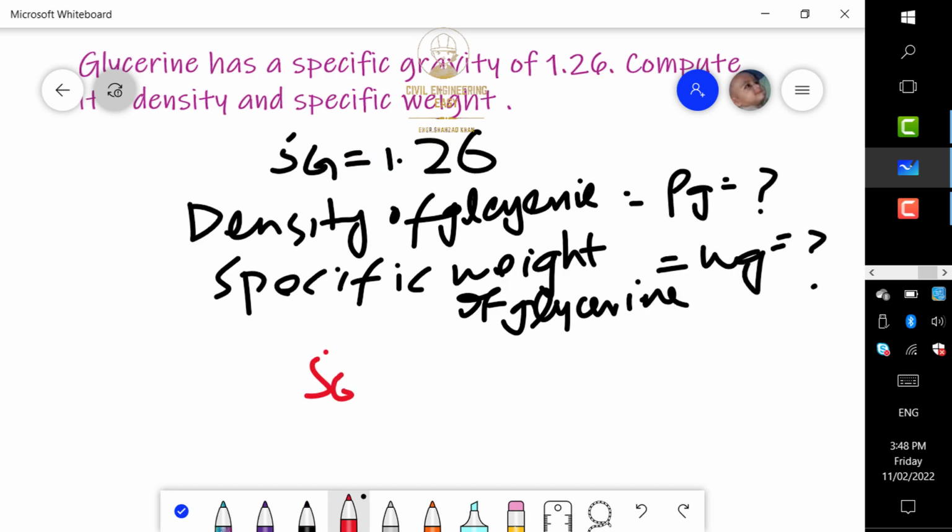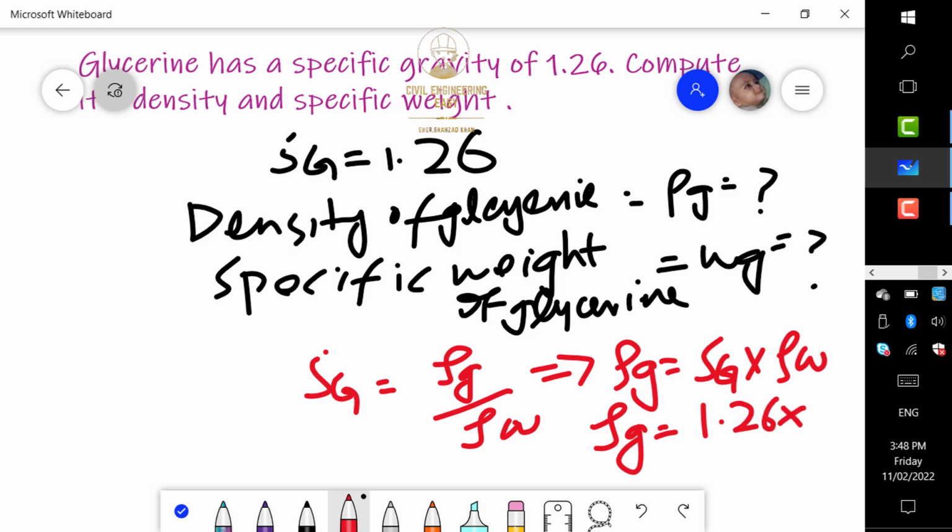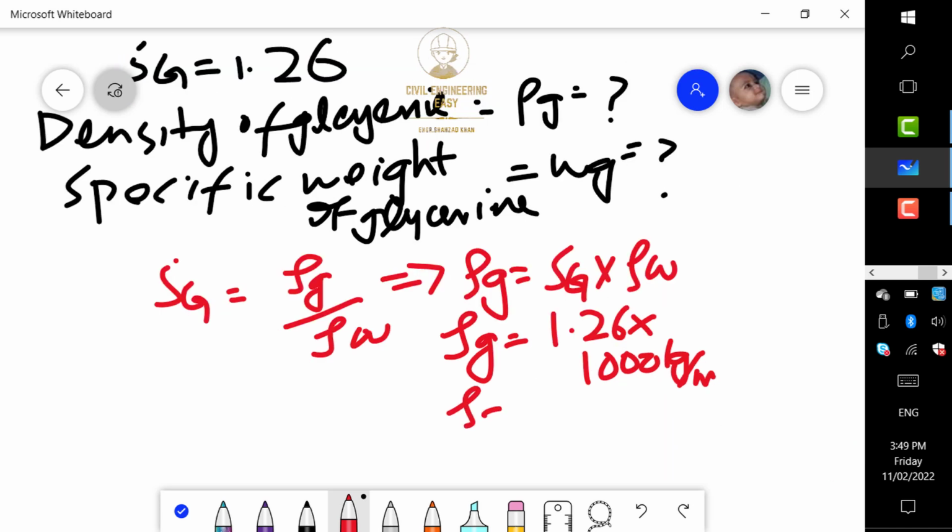As we know, the specific gravity is the ratio between the density of glycerine divided by density of water. We are required to find out the density of glycerine. Rearranging the equation, the density of glycerine is equal to the specific gravity of glycerine multiplied by the density of water. The specific gravity of glycerine is 1.26 and the density of water is constant, that is 1000 kg per cubic meter. We will get the density of glycerine equal to 1260 kg per cubic meter.